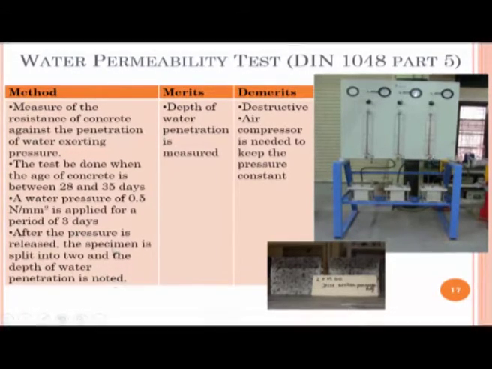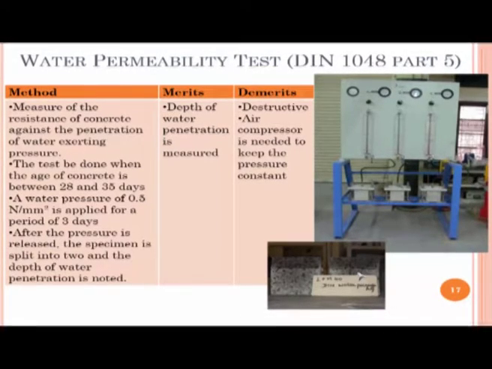remove your specimen and split it into 2, like what is shown here. This is a specimen that has been split into 2, and you can clearly see that up to a certain depth water has actually penetrated. That depth of penetration relates to how easy or how difficult it is for water to enter the concrete. So you are getting a measure of the resistance to penetration of water, or even resistance to permeability of water. Truly speaking, it is penetration, but sometimes we also call it permeability.